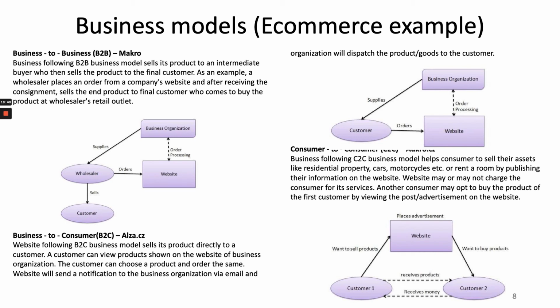There are different models of how you can actually sell your product. You can do business to business, for example Makro, when you are selling to other businesses and they are selling to end customers. Or you can do B2C, like Alza, when you are selling your product directly to customers, or customer to customer, where you are creating an environment where two customers will contact each other. So Aukro, for example. The descriptions are here, so you can read them.